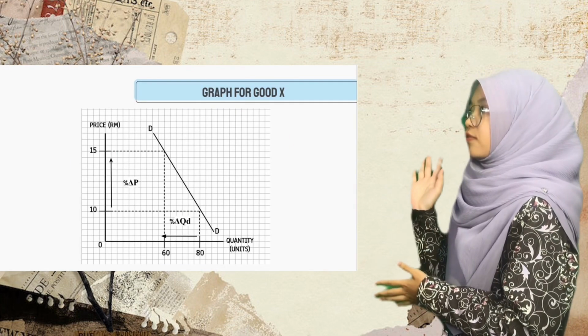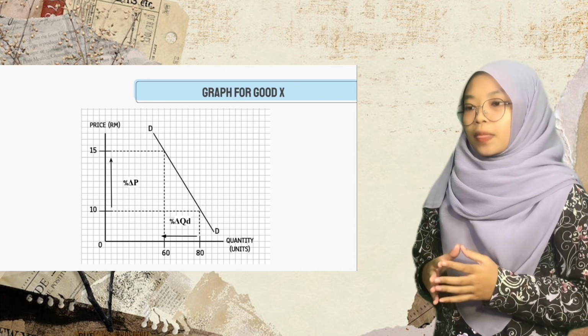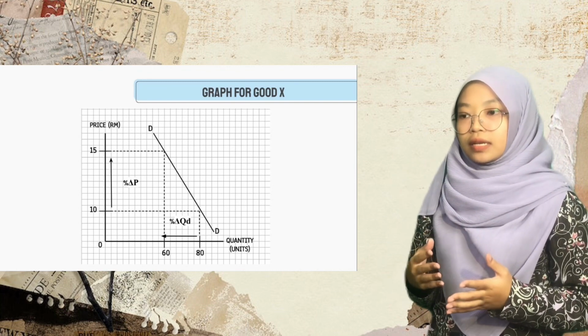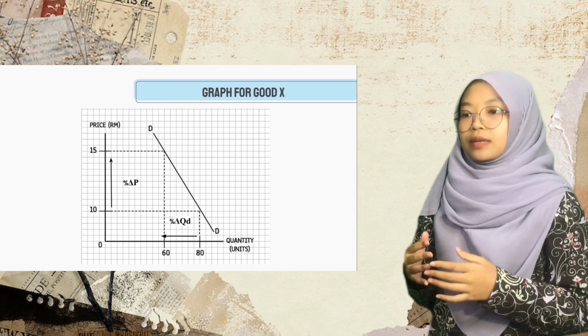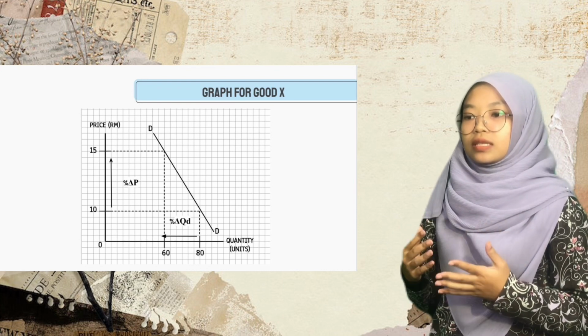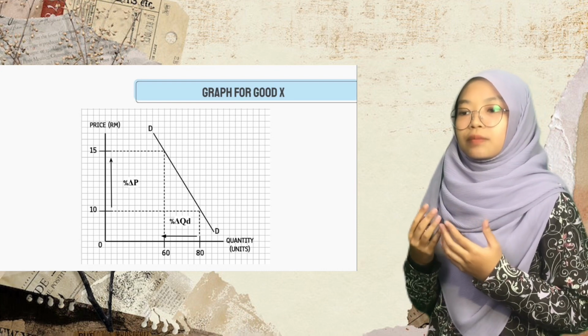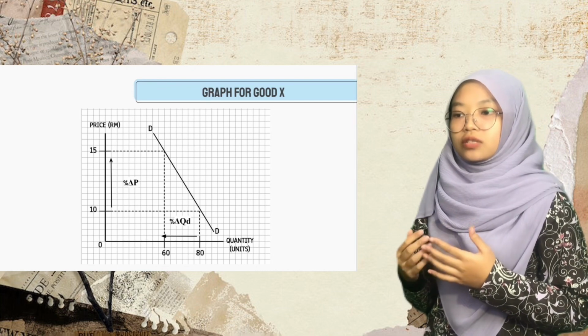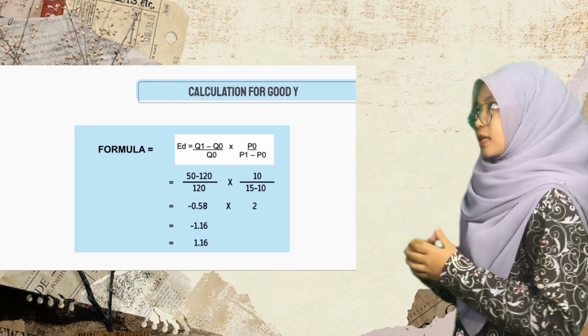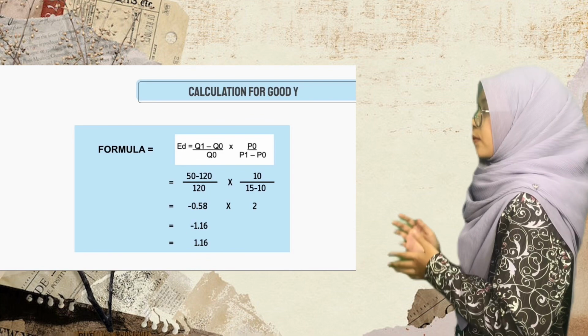So, this is a graph for good X. We can see that the demand curve is steeper and the percentage change in quantity demanded is less than the percentage change in the price of the good. Next, calculation for good Y.